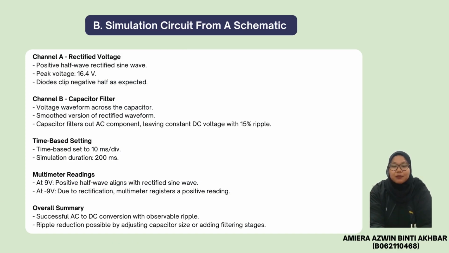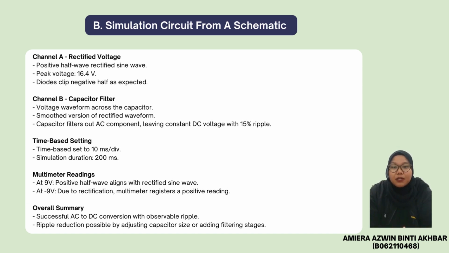So for the simulation circuit, channel A showcases a positive half-wave rectified sine wave with a peak voltage of 16.4 volts. The diodes clipped the negative half as anticipated, while channel B displayed a smoothed version of the rectified waveform, with the capacitor filtering out the AC component, resulting in a relatively constant DC voltage with a 15% ripple.